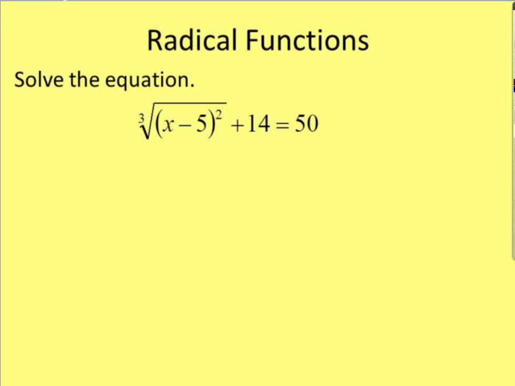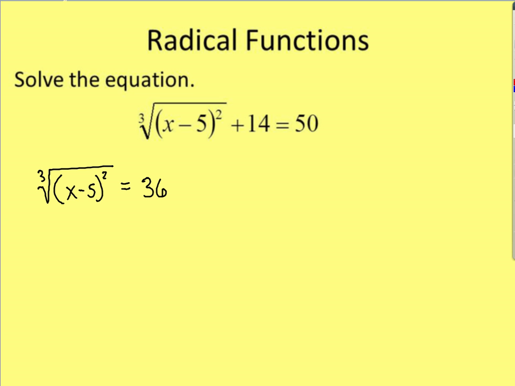With this equation, we're going to start the exact same way. Get everything that is not attached to the radical to one side, keep the radical on the other. So right now we have a positive 14. If we take that to the right, 50 minus 14 is going to leave us with 36.